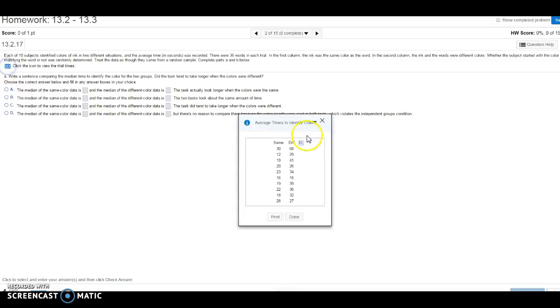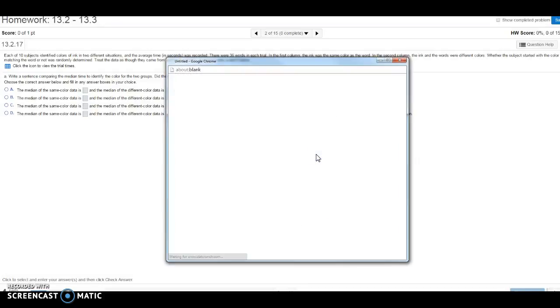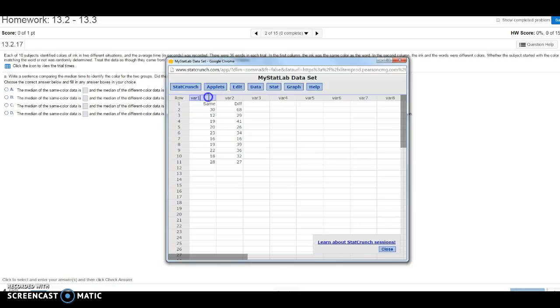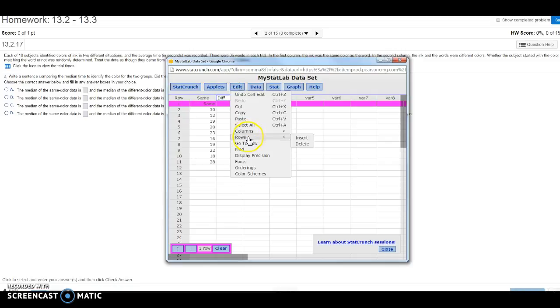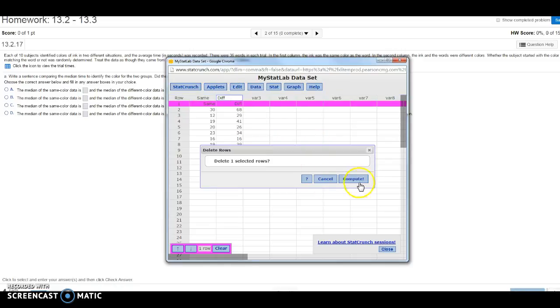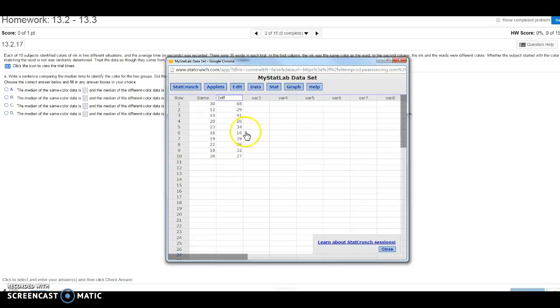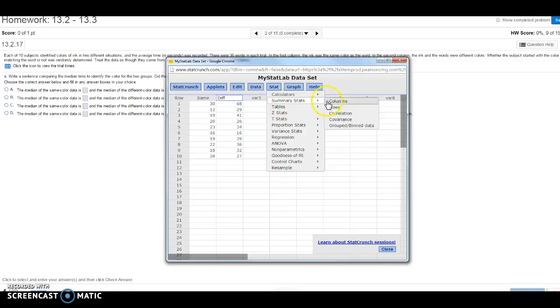So let me go back and open that in StatCrunch. I'm going to put same up here, and different. I don't know why it copied that way. I'll remove this row by clicking it, editing it, going to rows, and deleting the highlighted row. Now I have it working how it is. So I go to Summary Stats. This is a good review of Chapter 3 for the final.